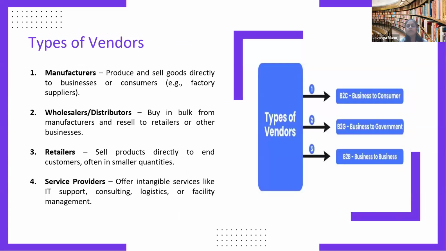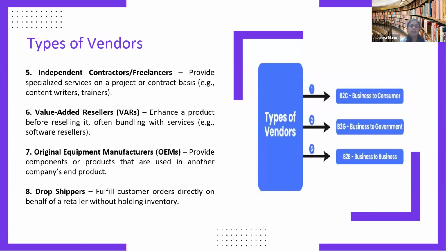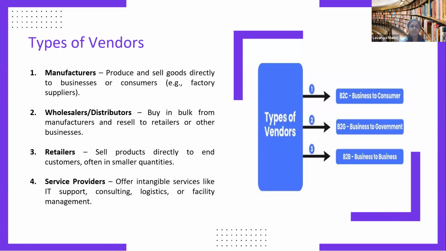Okay, now we have to see the types of vendors. So what are the different types of vendors? Manufacturers, wholesalers, distributors, retailers, service providers, independent contractors, value-added sellers, original equipment manufacturers, dropshippers. So let's see each and every one.